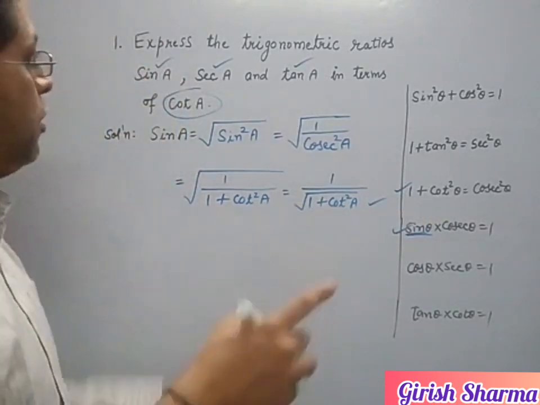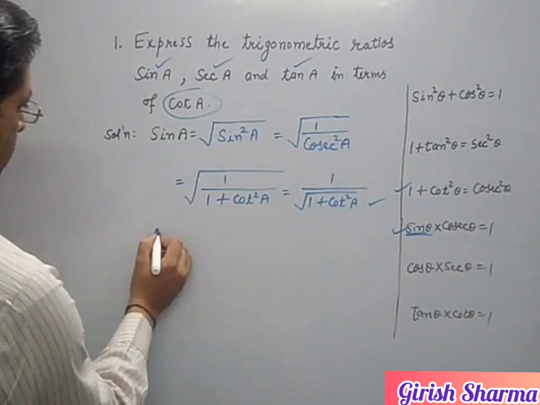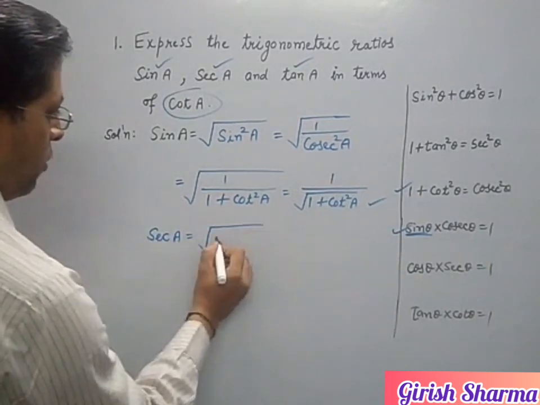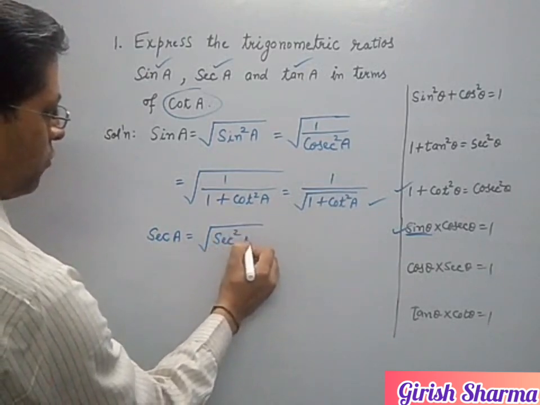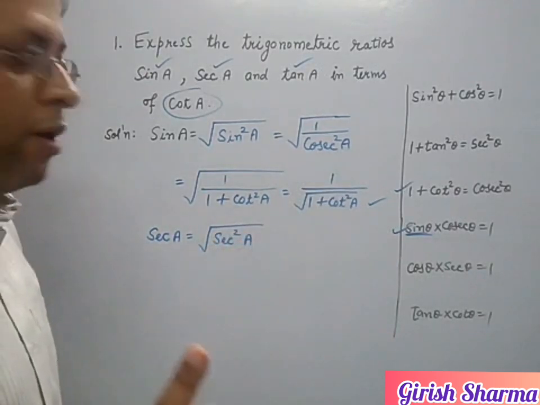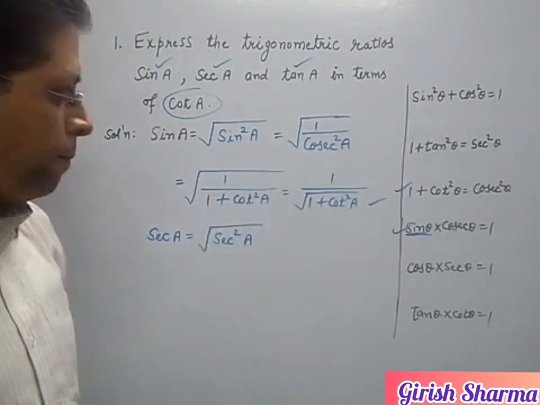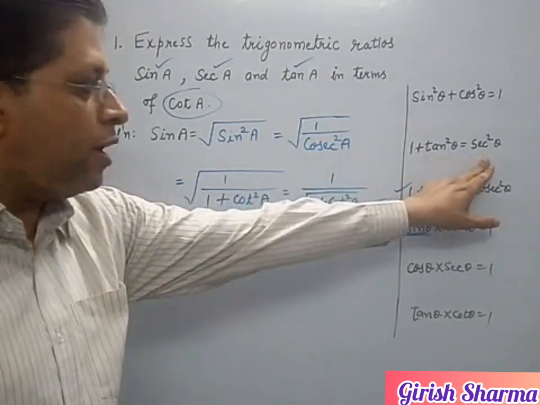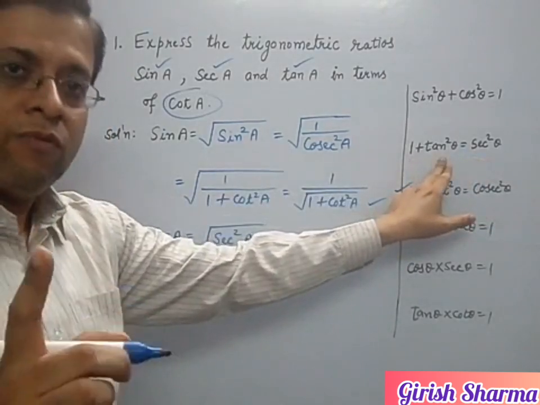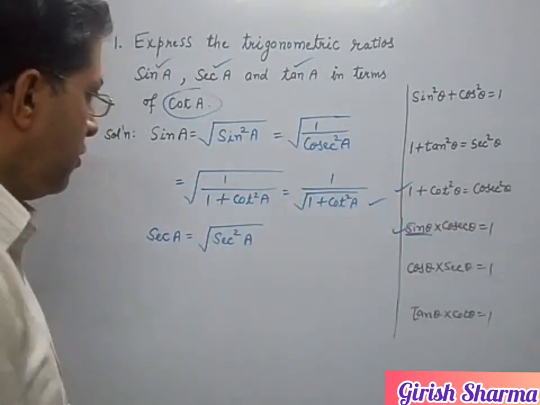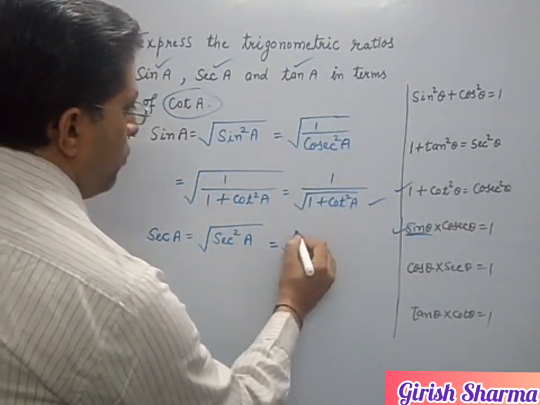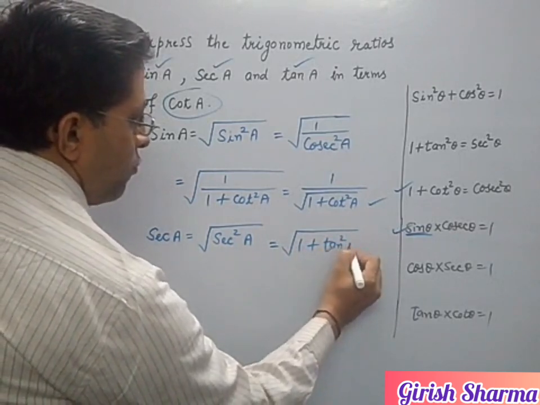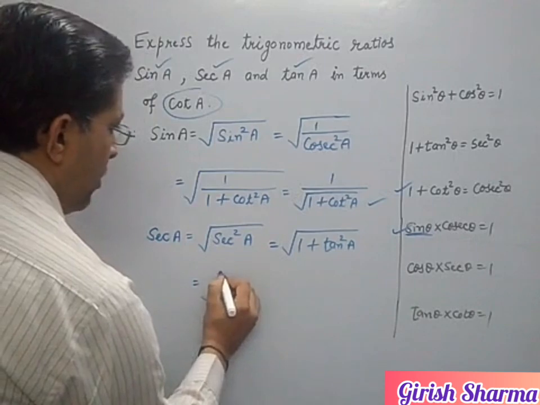Now I am going to convert sec A. What can I write? Taking square and square root of this, because I know the formulas of its square. What is sec square A? See here, what is sec square theta? 1 plus tan square theta. I am writing here under root 1 plus tan square.